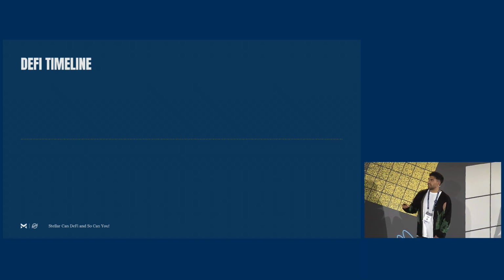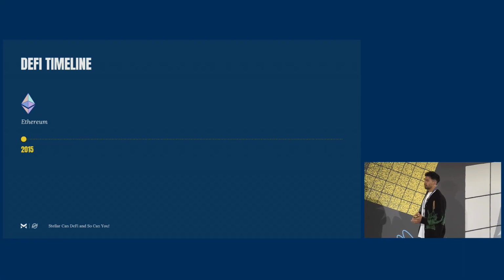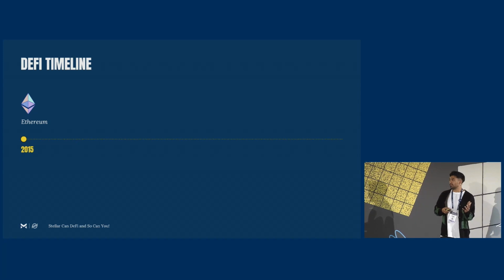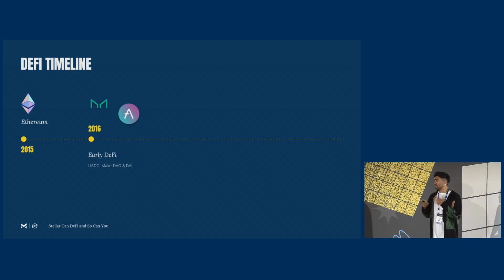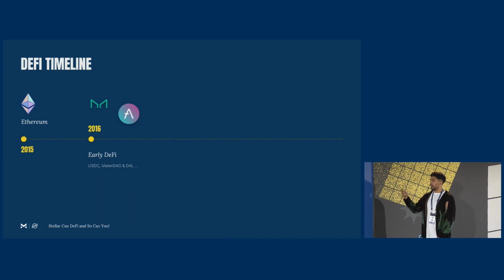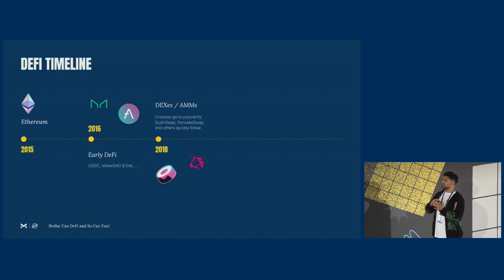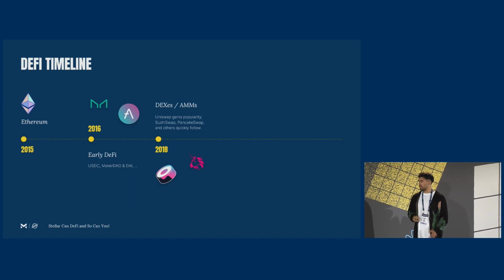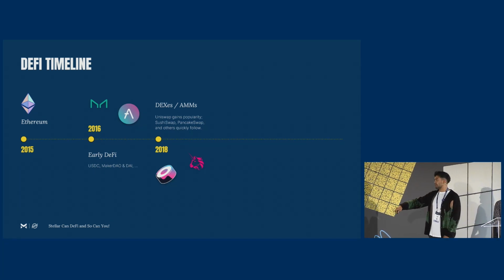All right, so let's go ahead and dive into the DeFi timeline. First things first, in 2015, we see the arrival of Ethereum, right? So this means the building blocks of DeFi are sown because enter smart contracts. And with that, we have early DeFi, right? We have USDC, MakerDAO, DAI, Aave, other lending and borrowing protocols. Then we have DEXs and AMMs, right? We see Uniswap and SushiSwap gaining popularity. Others quickly follow. You see many clones across L2s and various other blockchains.